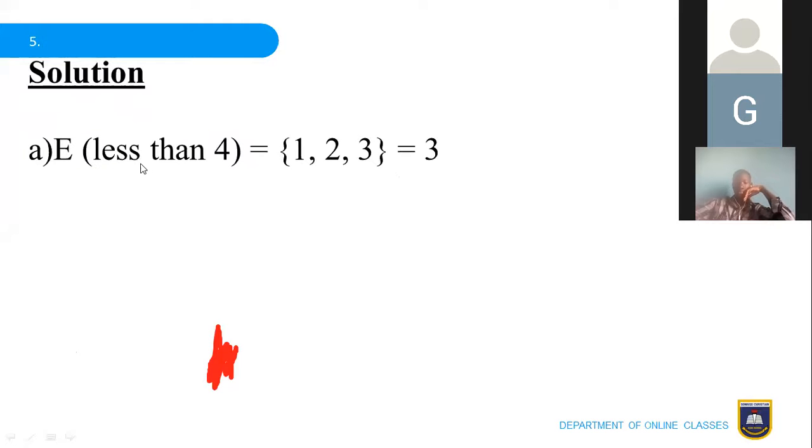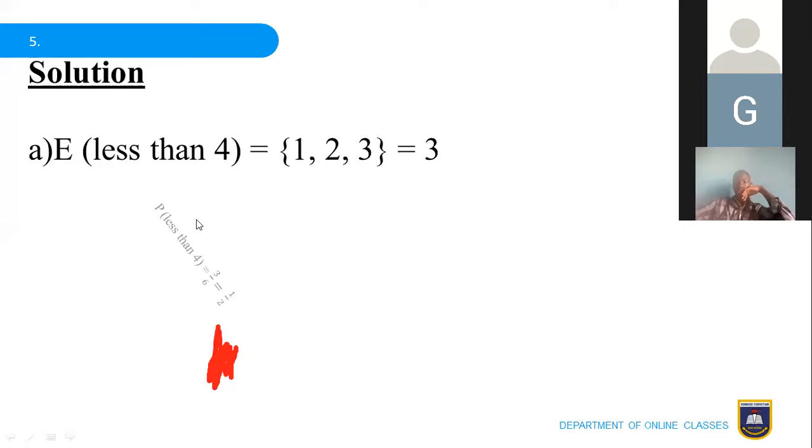The event that the number is less than 4. So it means we need to look at all the numbers that are less than 4. If the number is less than 4, we put it in this set. So this is the event. The event that the number is less than 4 will give you 1, 2, 3. So to find the number of events here, we need to count how many numbers are less than 4. We have 1, 2, and 3. So there are 3.